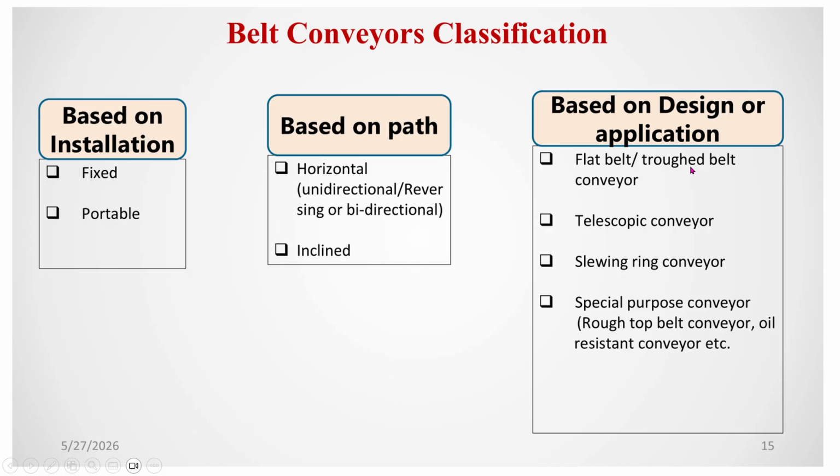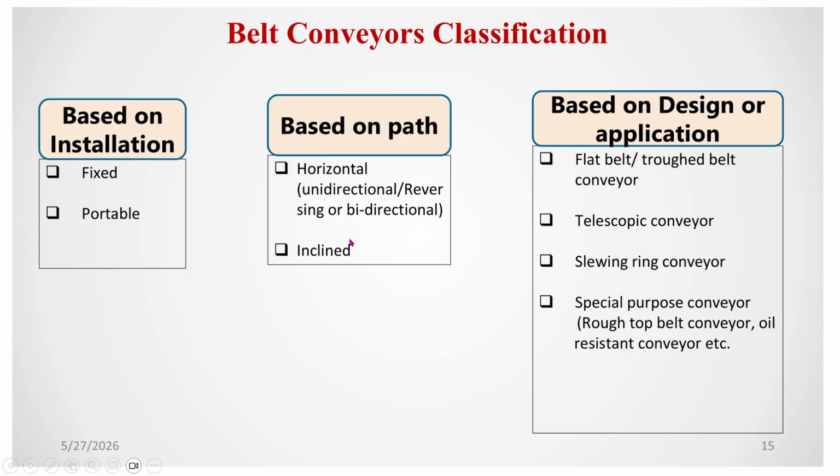Friends, today we are going to discuss belt conveyor classifications. The very important thing is how many types of conveyor belts are available, and that will be discussed here. It is based on three main categories. Based on installation, it can be fixed or portable. Then based on the path, whether it is horizontal, unidirectional or reversing, bidirectional, or inclined.